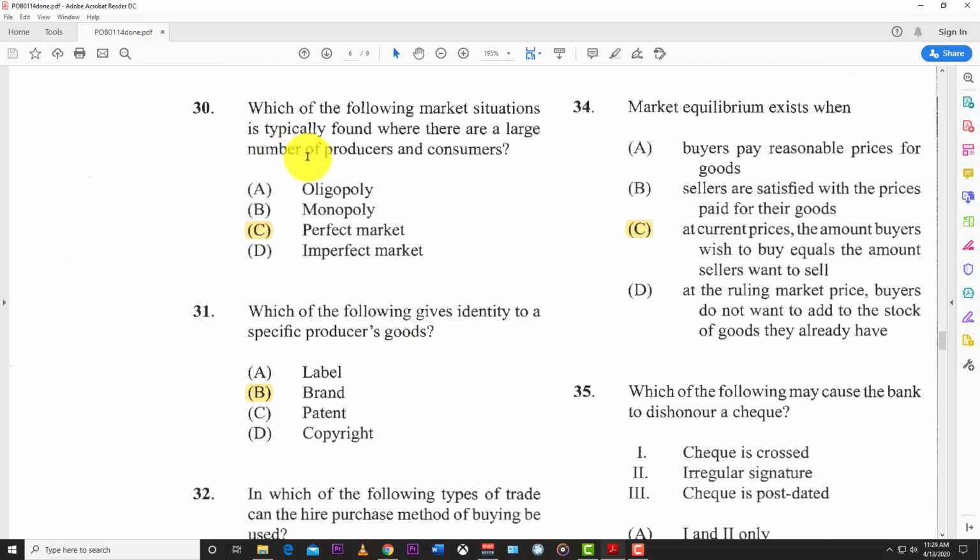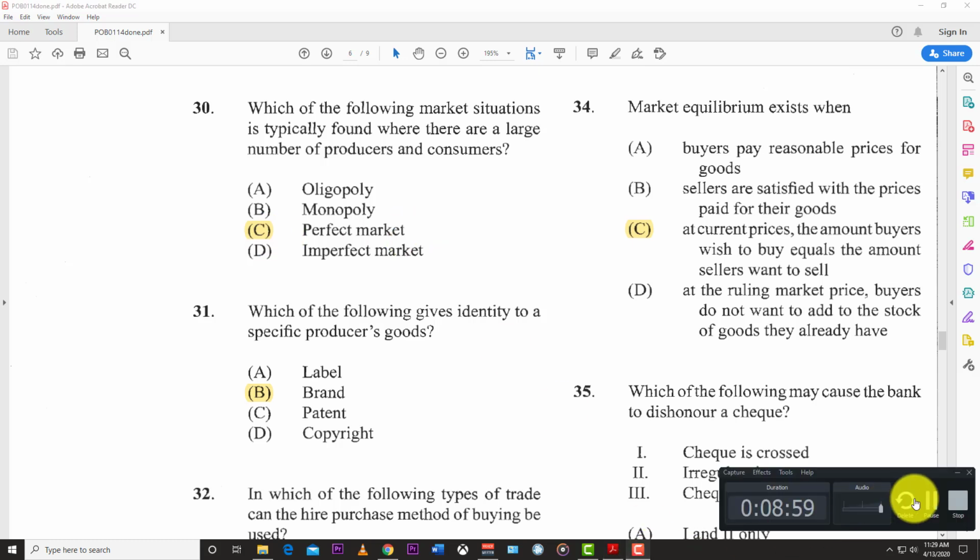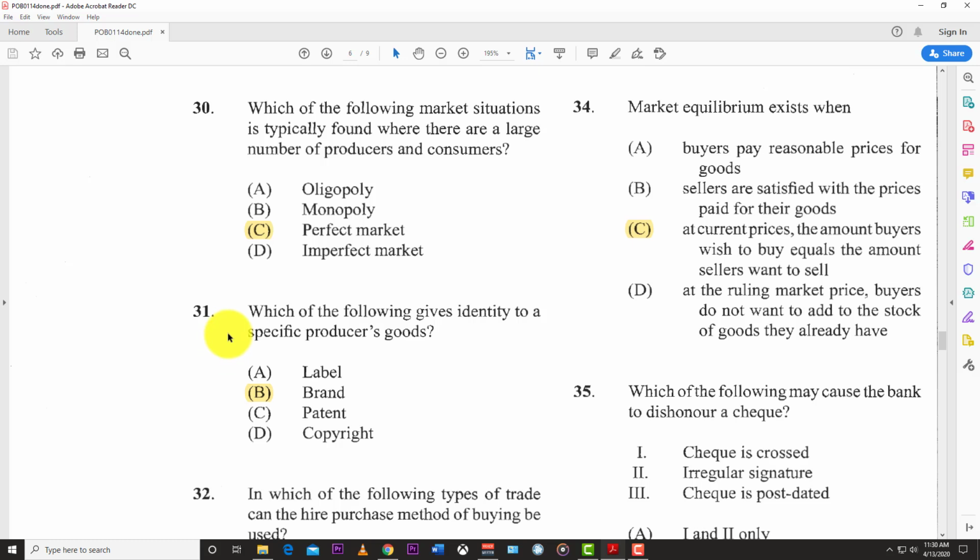30, which of the following market situations is typically found where there are large numbers of producers and consumers? Same question as above. Large number of producers and consumers. C, perfect competition. 31, which of the following gives identity to a specific producer's goods? And the answer here is B, the brand. The brand is what gives an identity to your goods.